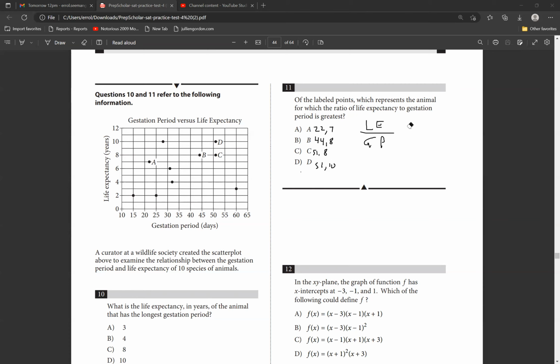Life expectancy is... Would it be C? 51 over 8 is about what? 6.3. 3 out of 8 is 375, so 6.375. This one would be 5.1, it's not that one. This one would be 5 point something, not that one. And this one would be three something. Yeah, so C makes sense.